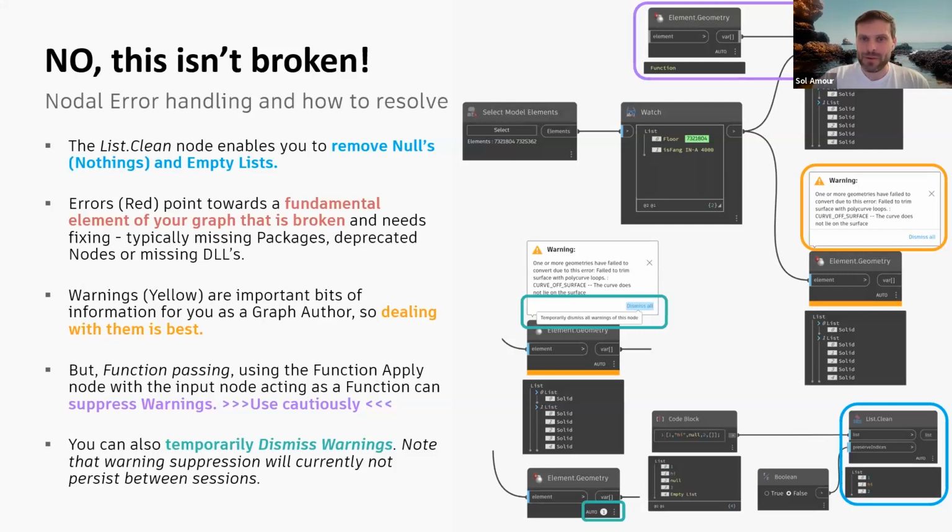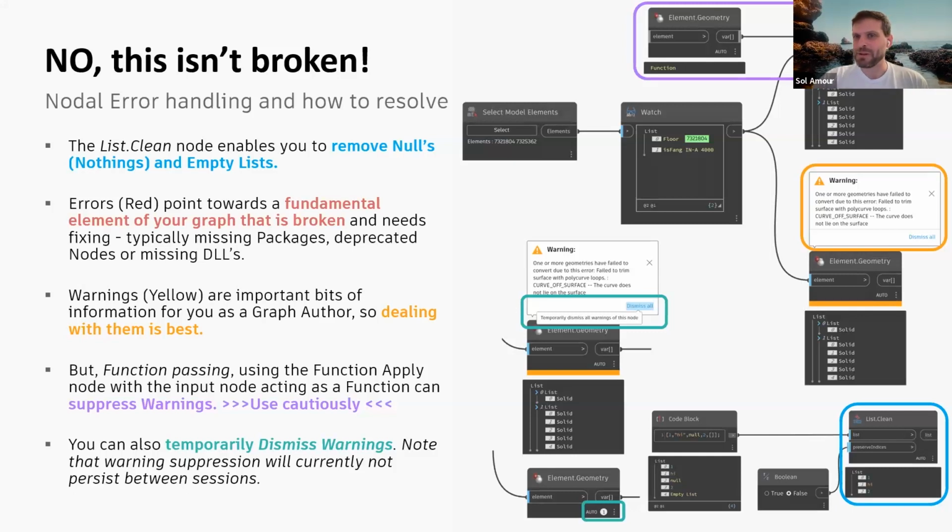Yellow warnings, which we have a couple on screen here, are really important bits of information for you as a graph author to understand and do with what you will. So some of those are warnings that say something's broken and not working. Some of them are ignorable, and you can ignore them by using a suppression through Function Apply, which is function passing. And do note that function passing is a feature that may not stand the test of time, given it actually has some performance degradation issues associated with it. But for the time being, it lives and it breathes here in Dynamo.